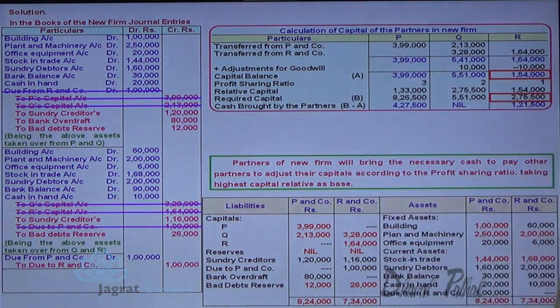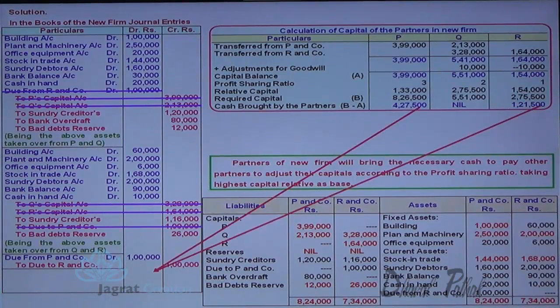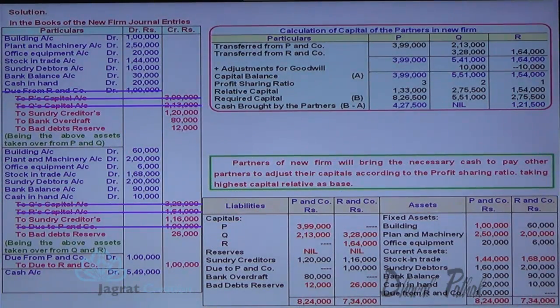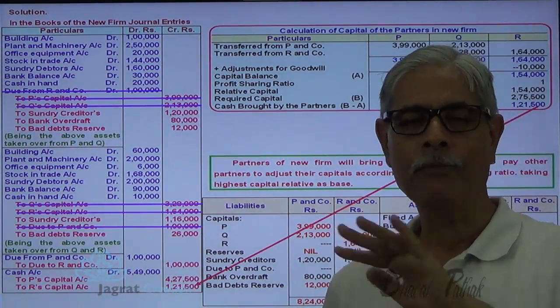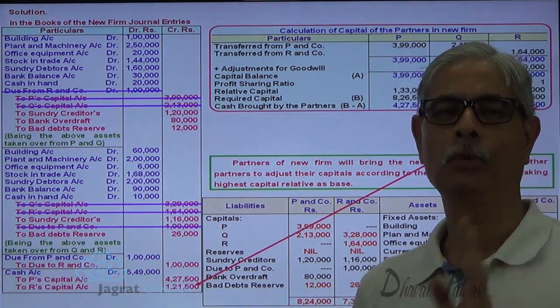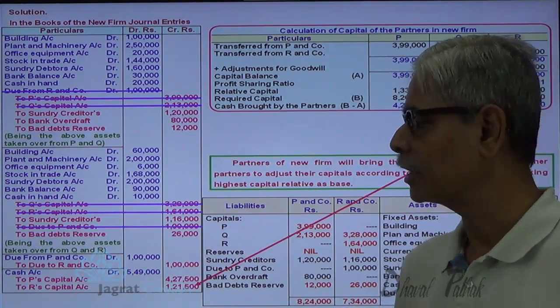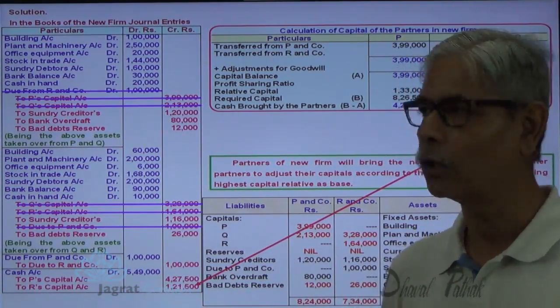So let me write down the entry for that. Bank account debit, or cash account debit, to P's capital and R's capital account credit. This is how capital adjustment is made. Remember, before going for capital adjustment, give the effect of goodwill adjustment. That's an important point to be noticed. So this is how the journal entries are recorded.